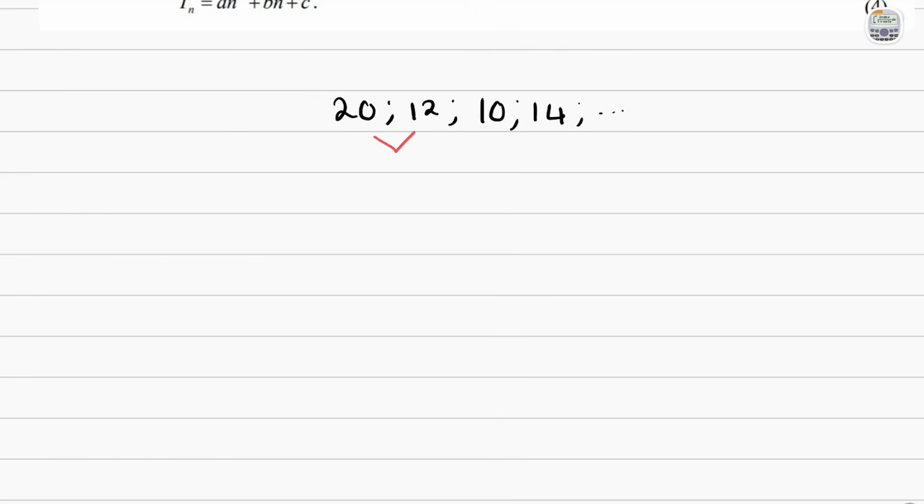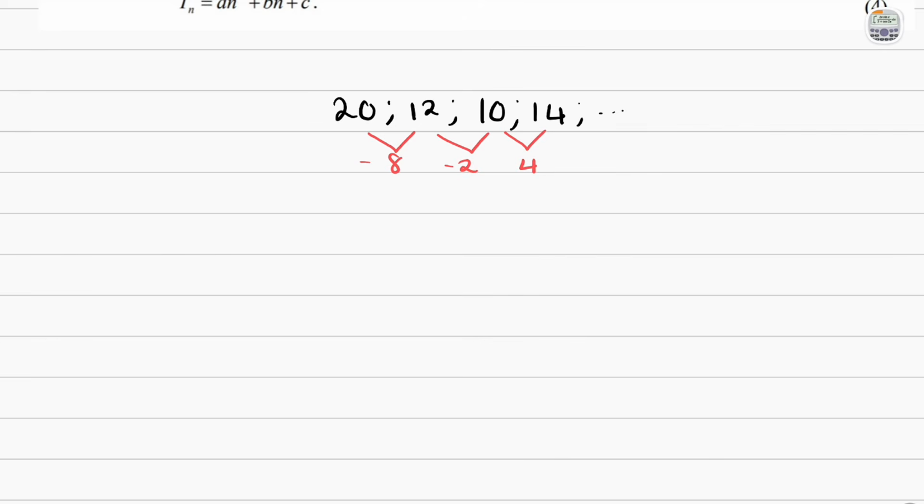So we'll say 12 minus 20, and that is negative 8. And then 10 minus 12 is negative 2. And 14 minus 10 is positive 4. Okay, and then we need to find the second constant difference.